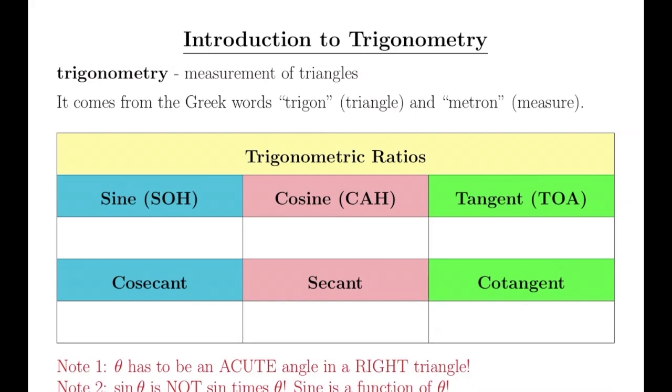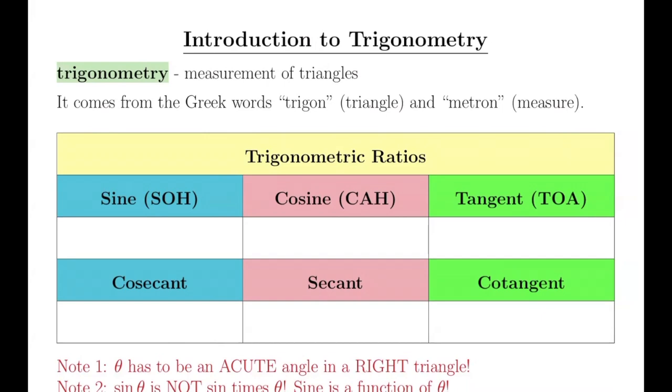Let's start off by defining what trigonometry is. Trigonometry literally means measurement of triangles. It comes from the Greek words trigon, meaning triangle, and metron, meaning measure. So let me highlight that because that's important. Basically, trigonometry is a branch of mathematics that studies the relationship between angles and side lengths of triangles.